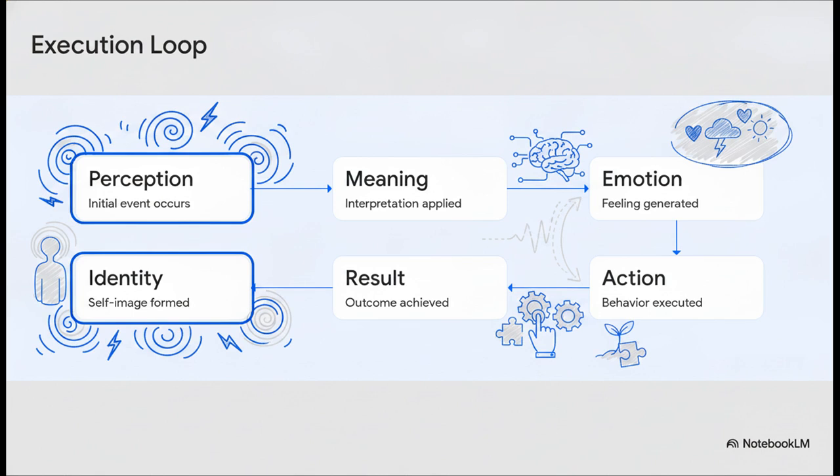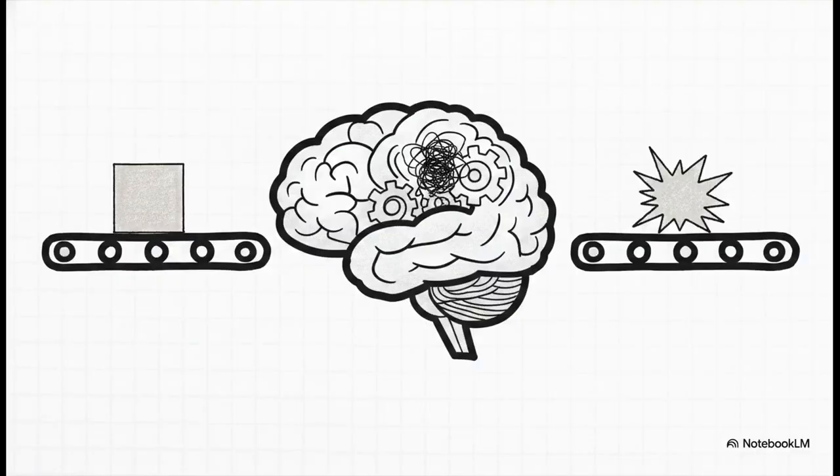That action produces a result. And over time, those results calcify into our identity. Basically, your identity is the compiled software program that gets built from running this exact loop thousands of times every single day. So the crucial point is, where do the bugs actually infect this system?